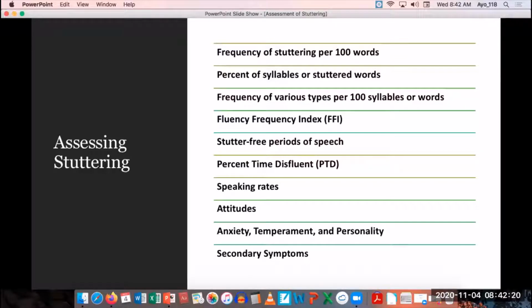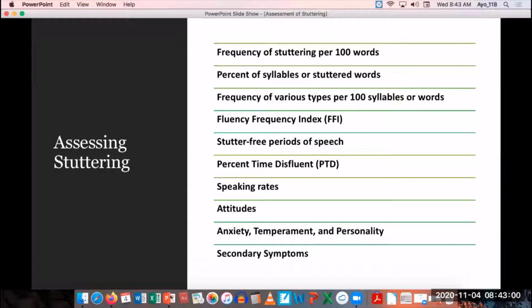Then you can get a percent. Remember, this first one is just a frequency. It's not a percent. You can look at the percent of syllables or stuttered words. So there are multiple types of percents that you can get. You can calculate the number of stuttered words and get a percent of words stuttered. You can get a percent of fluency, counting the number of words they were fluent on versus disfluent. And you can also count the percent of intervals.